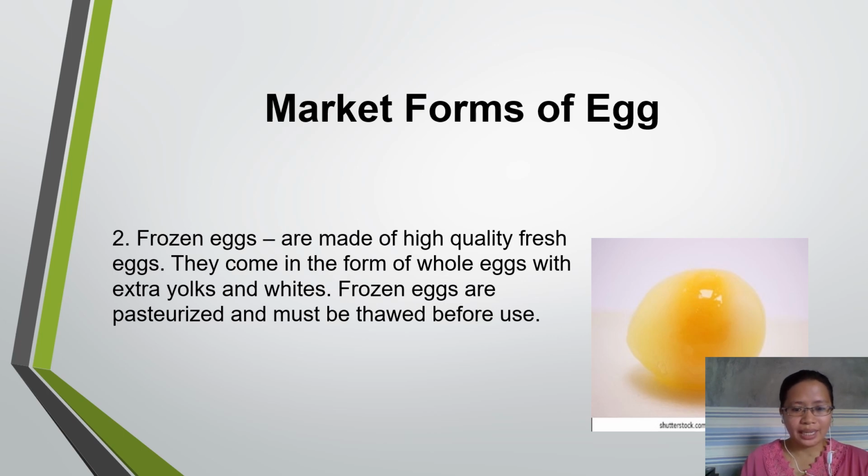second is frozen. Made of high-quality fresh eggs, they come in the form of whole eggs with extra yolk and whites. Frozen eggs are pasteurized and must be thawed before use. So, madali lang po ang ibig sabihin ng frozen eggs. So, sila yung nilagay sa freezer, which is mas mababa yung temperature kasi malamig. Diba? Kapag mas mataas, mainit. Kapag mas malamig, mas mababa ang temperature, which causes it to solidify. Ibig sabihin, nagiging frozen siya.